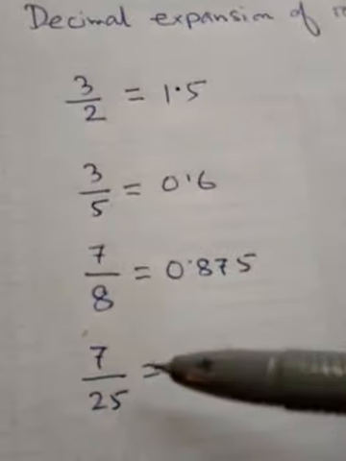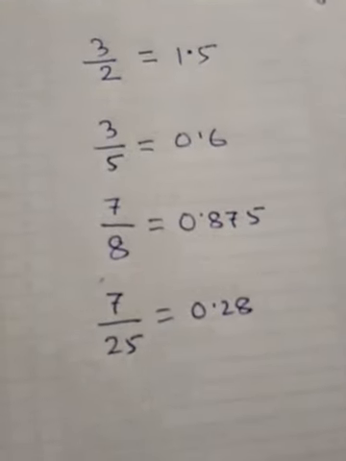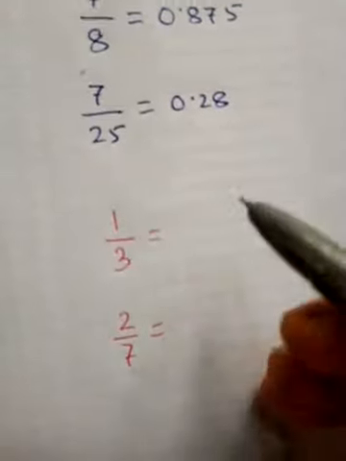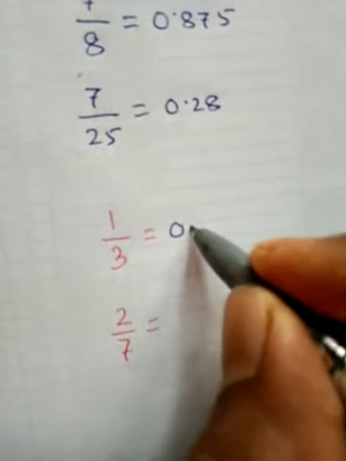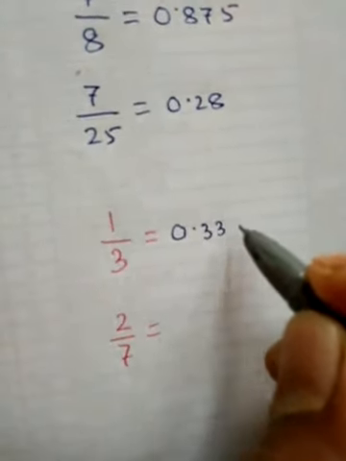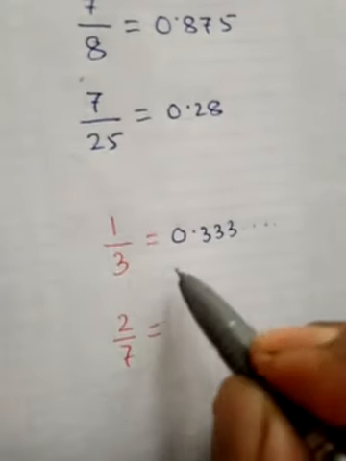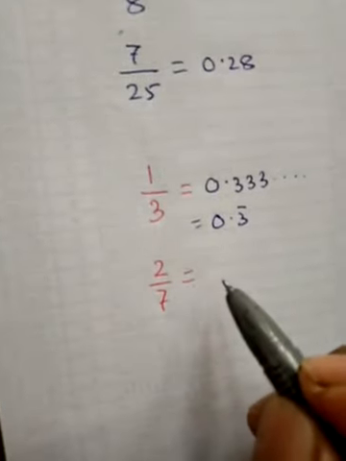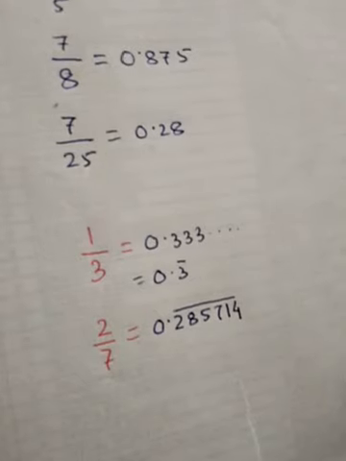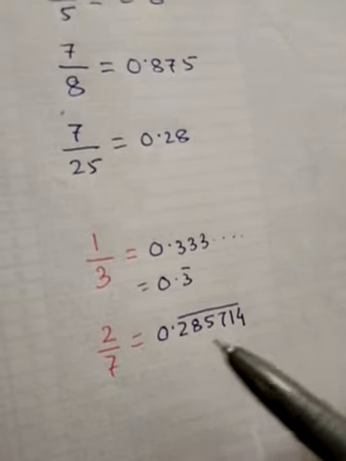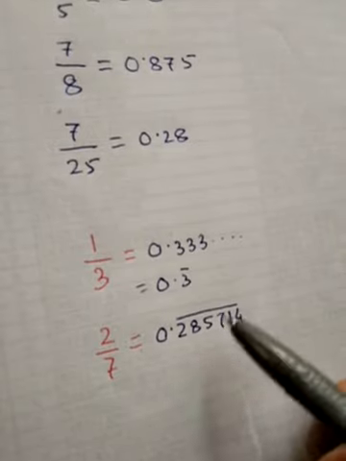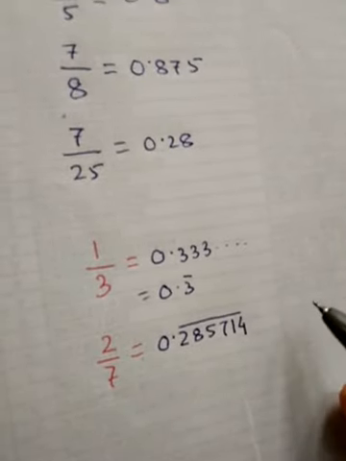Now along with this, let us take a few more examples, say 1 by 3 and 2 by 7. If we divide 1 by 3, we get 0.333, which equals 0.3 bar. Then for this we get 0.285714 bar. That means these digits will keep on repeating.